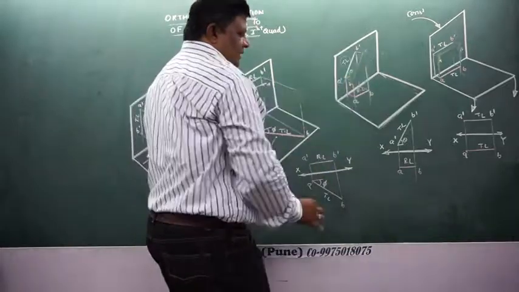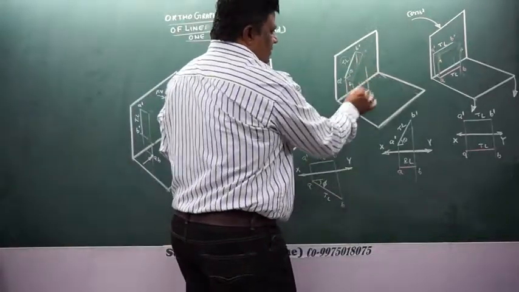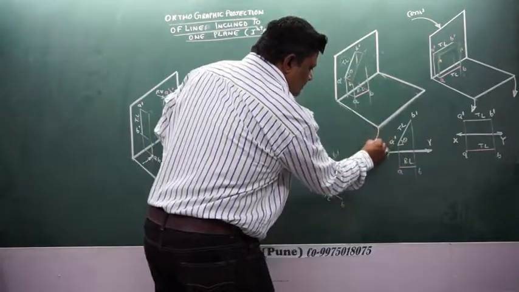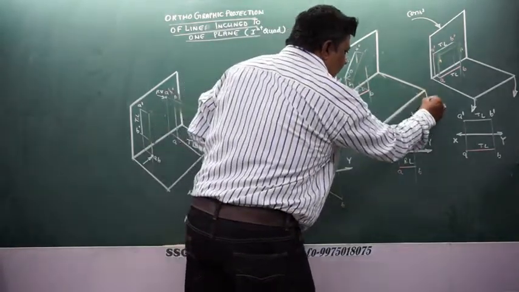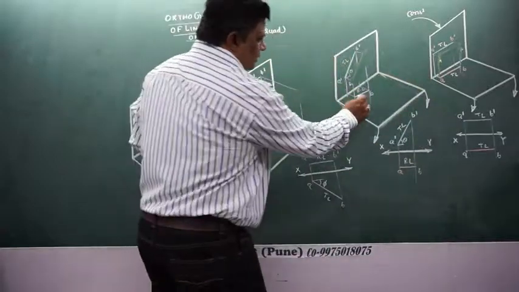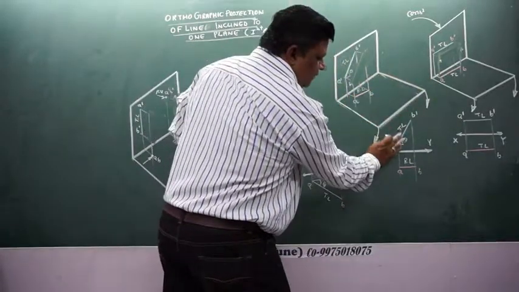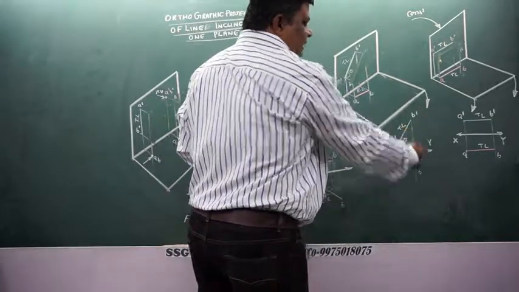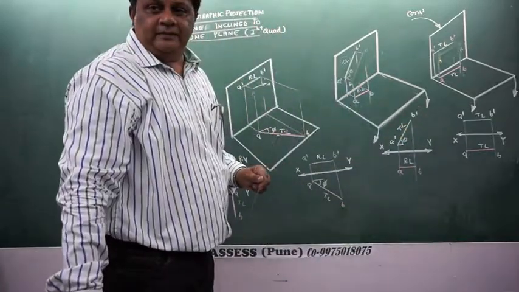Coming to the next diagram, the line is inclined. This angle theta is seen to you in the front view. When this is rotated in this way, what is going to happen? This pink line, the reduced length, will go below the XY line, whereas this will remain above the XY line.